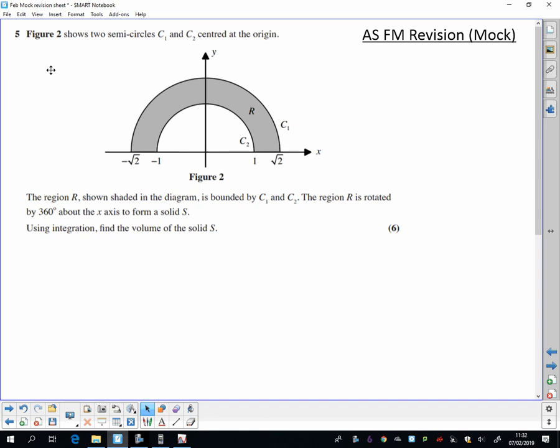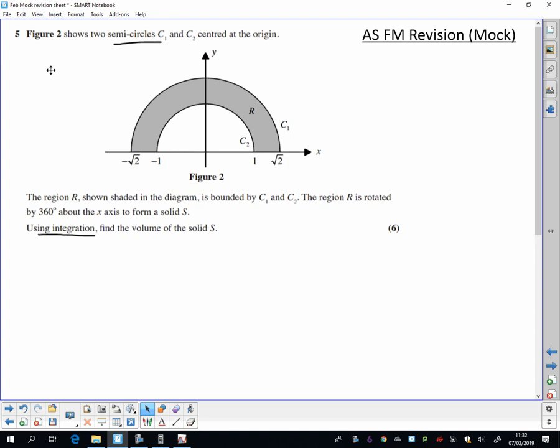Okay, so volumes of revolution question. If you actually read this question, you could do it by using the volume of a sphere, but the question says use integration, so we've got to find these. Right, the clue for this is that they are semicircles.